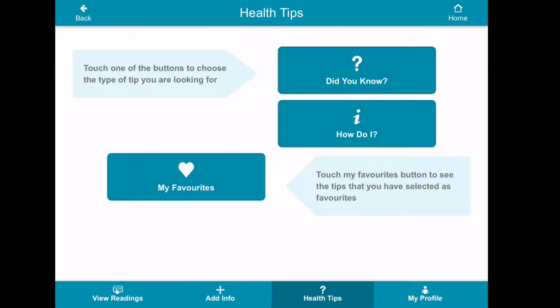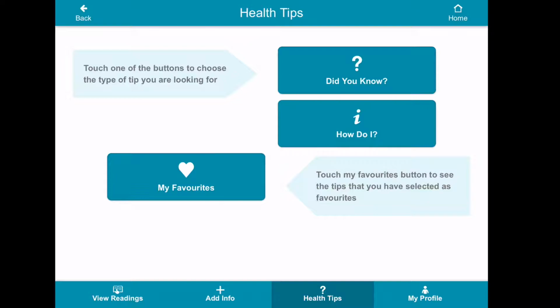Next, on the right hand side, you will see two large buttons, Did You Know and How Do I? This is how we have divided up all of the information that we have to help you. Did You Know contains information about your health and well-being. How Do I contains information about how to use your technology.